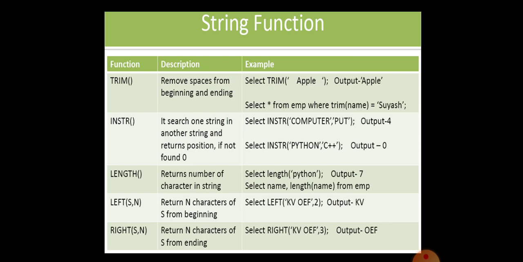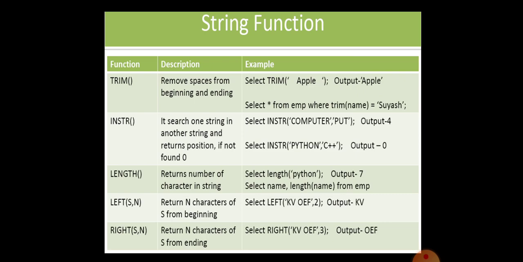Then coming to InStr, the compiler will search for one string in another string and return the positional value. If the compiler couldn't find the given string, it will return 0, because the first character's positional value is 1. So if not found, the compiler will return 0. Look at the example given.